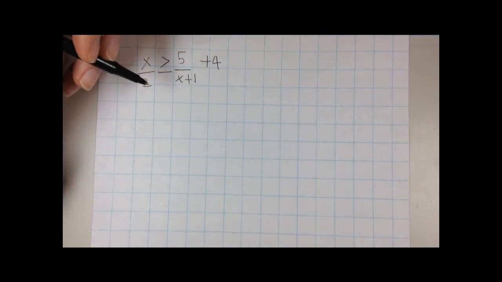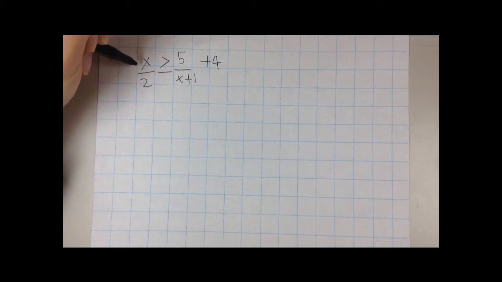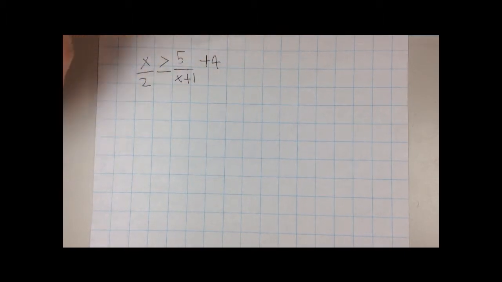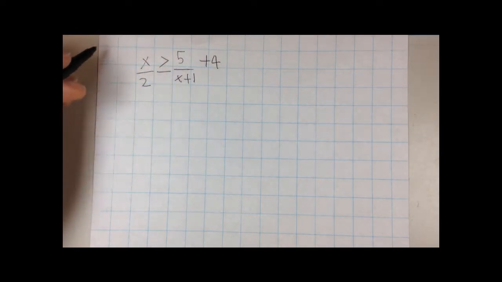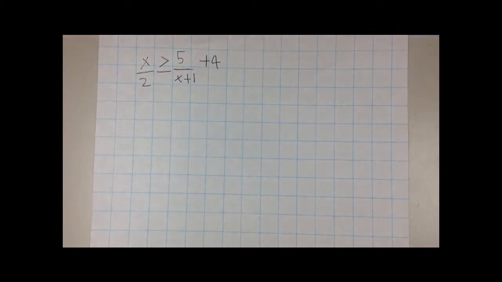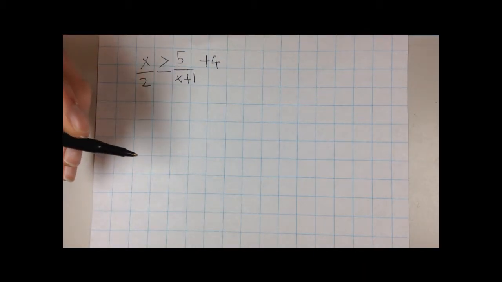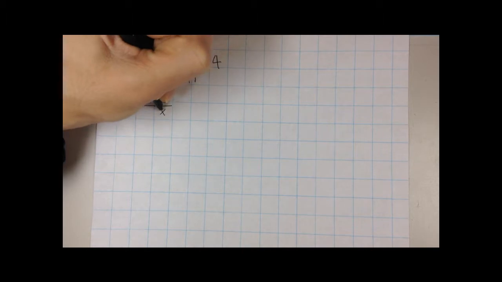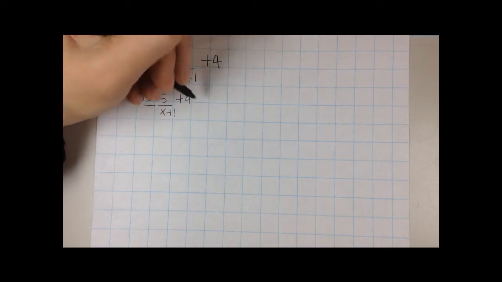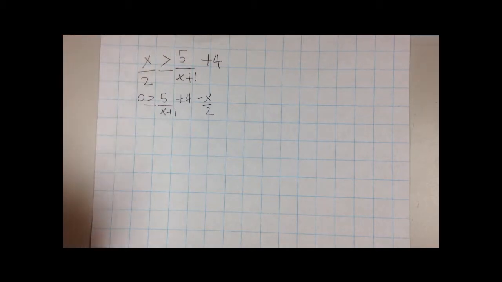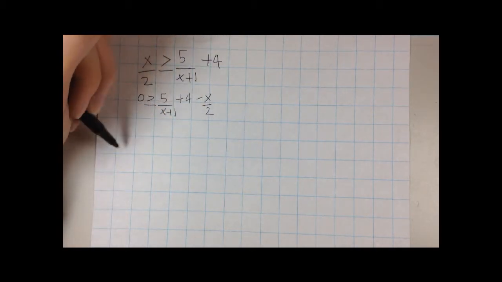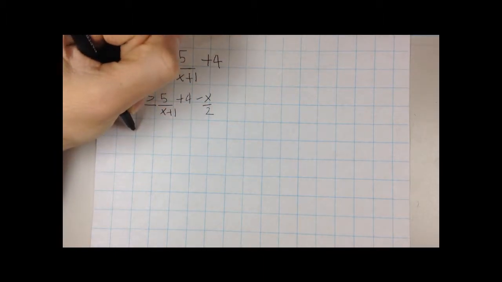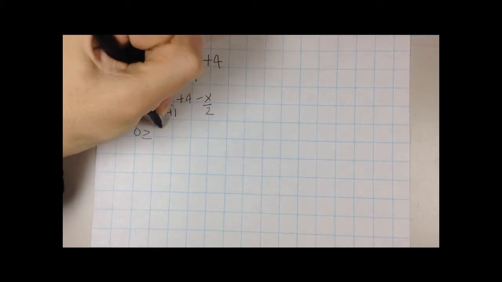So in this last problem, we're going to look at x/2 is greater than or equal to 5/(x plus 1) plus 4. So we're going to approach this the same way we approach the other problems. We're going to move all the terms to one side and factor it so we can find the zeros. So we'll move everything to one side, and we have 0 greater than or equal to 5/(x plus 1) plus 4 minus x/2. So now we need to combine all these terms, and so you guys know how to do that.